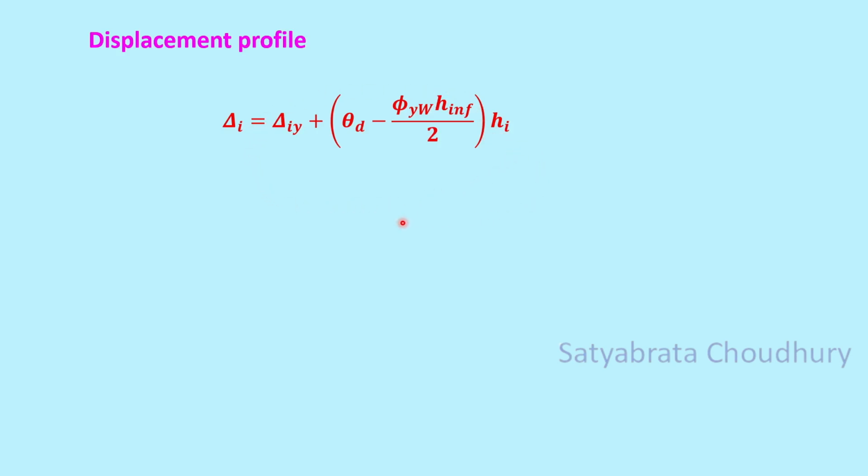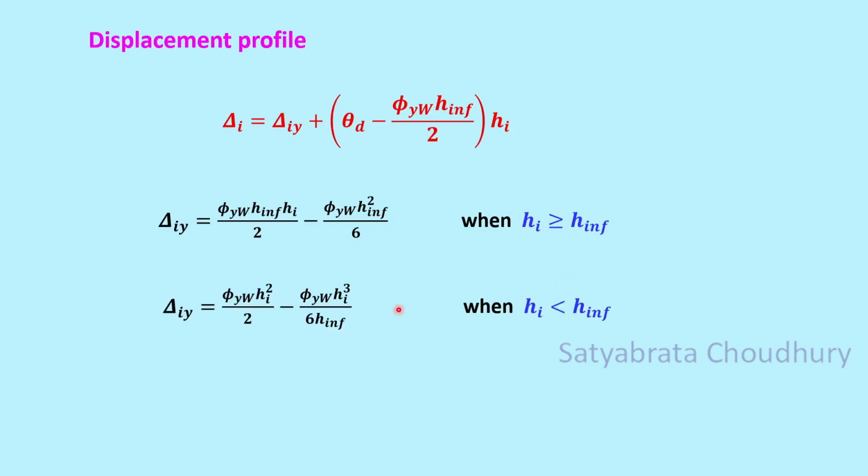So some new terms are there here, and we shall discuss all of this. The yield displacement of the wall is given by two equations. If the height of the floor is greater than the height of inflection, then this formula is valid: phi YW H inflection into HI by 2 minus phi YW H inflection square by 6. But when the height of the floor is less than the height of inflection, then the second formula, as given here, will be applicable to get the yield displacement of the wall.